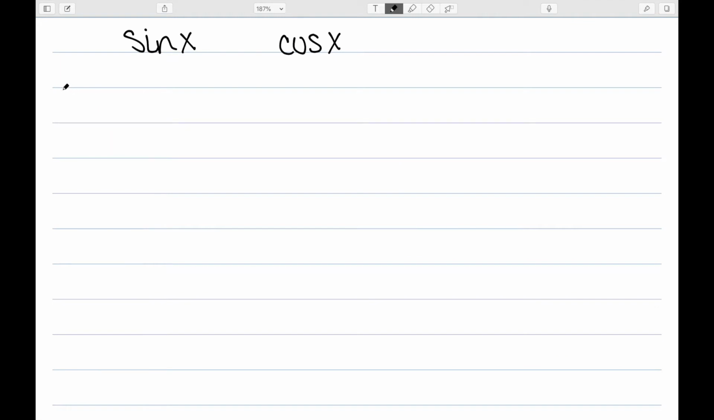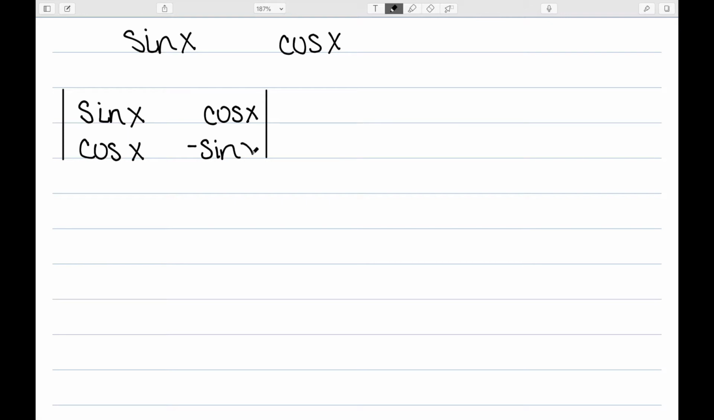I'm going to start by going back to my example with sine and cosine. So to build my Wronskian, I'm going to put my functions first. So sine x and cosine x. And then the second row will be their derivatives. The derivative of sine is cosine. The derivative of cosine is minus sine. So these are my functions, and these are their derivatives.